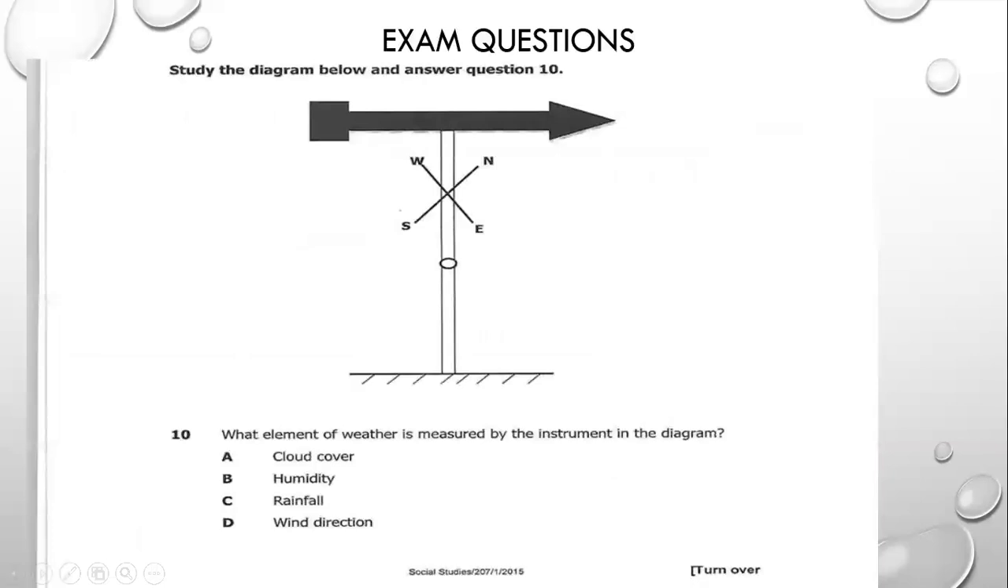Another question. Study the diagram below and answer question 10. Now, what weather instrument is this? What element of weather is measured by the instrument in the diagram? So this instrument is a wind vane. This is a wind vane which measures wind direction. Rainfall is measured by a rain gauge. Humidity is measured by a hygrometer. Cloud cover, you can clearly see using your naked eyes. So the best possible answer here is D, which is wind direction.